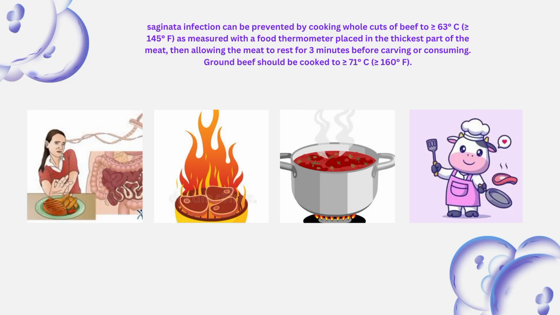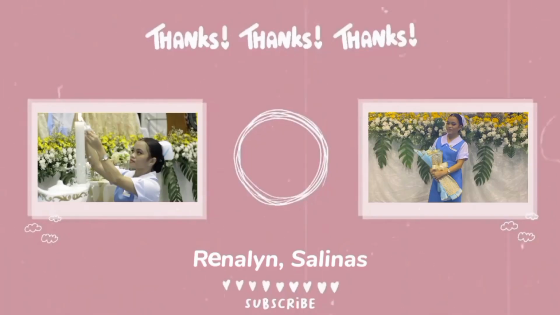T. saginata infection can be prevented by cooking whole cuts of beef to 63 degrees Celsius or 145 Fahrenheit, as measured with a food thermometer placed in the thickest part of the meat, then allowing the meat to rest for 3 minutes before carving or consuming. Ground beef should be cooked to 71 degrees Celsius or 160 Fahrenheit.